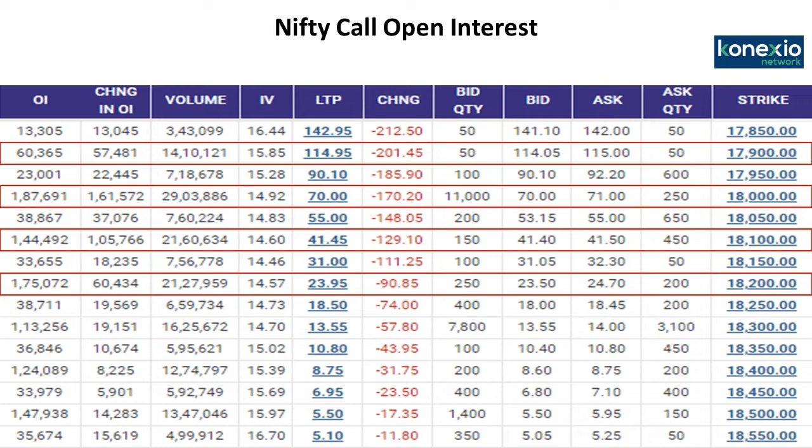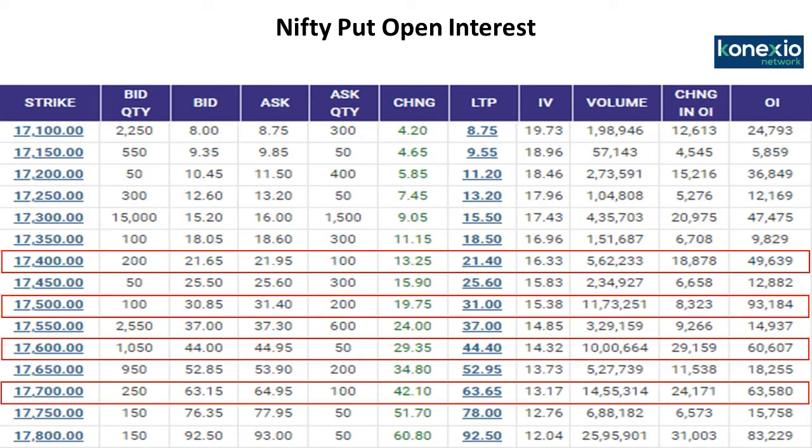Now let us try to analyze Nifty puts data. You will see on the screen that in Nifty puts, the action was seen in 17,700 puts, 17,600 puts, 17,500 puts, 17,400 puts. There has been a rise in the volumes, there has been a rise in the open interest in particular puts. You can see there has been a slight rise in the Nifty puts premium. Implied volatility is between 13.17 to 16.33.